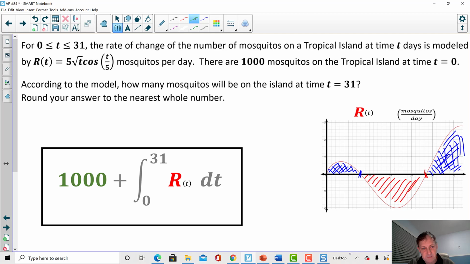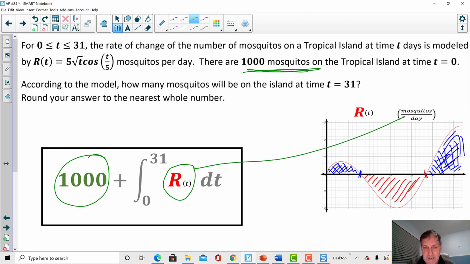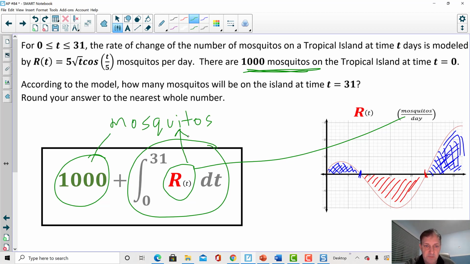Now, before we go to the next example, I do want to talk about the units. The 1,000 has units of mosquitoes because it's what we started with. We started with 1,000 mosquitoes. The r of t function had units of mosquitoes per day, but when you do the integral of it, you're going to cancel the per day, and the units for that will just be mosquitoes as well. So the first one has the units of mosquitoes, and the second one also has units of mosquitoes. So your final answer has units of mosquitoes.